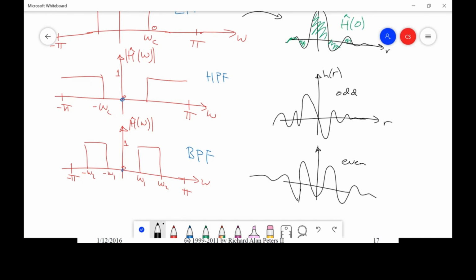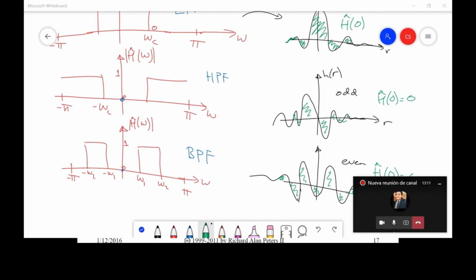Somehow all the area has to be zero. Okay, so all this area has to be zero. The same here. So all these areas have to be zero. H of 0 is 0 in both cases. Okay, so let's see that. So let's see now how to do this with images.